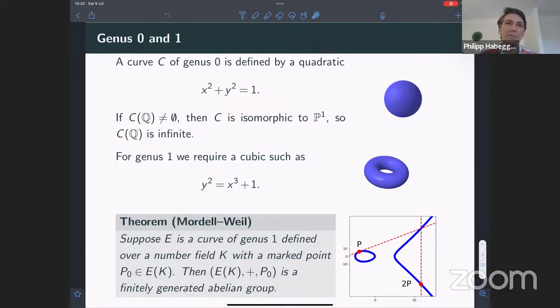So that's how you get the group law, and the theorem says that this is finitely generated. So also here we have 2 cases: either no points, or there is a point, in which case we get a finitely generated group. In a sense, the set of solutions is sparser than in the genus 0 case, in a way that one can make precise.